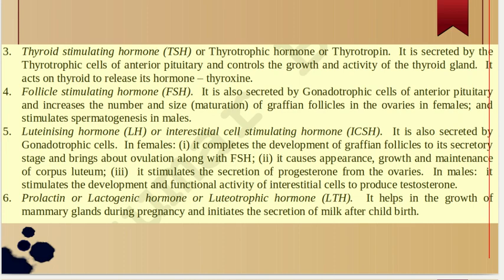Prolactin, or lactogenic hormone, or luteotropic hormone, helps in the growth of mammary glands during pregnancy, and it also initiates the secretion of milk after childbirth.